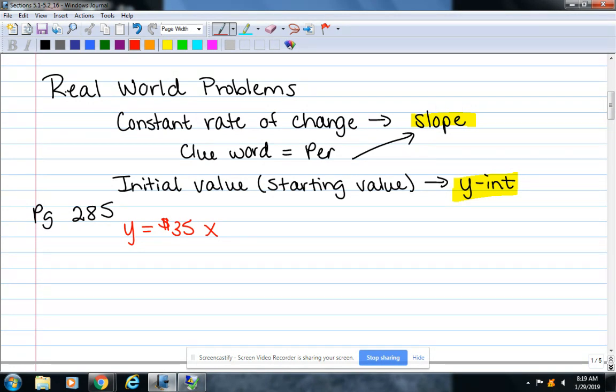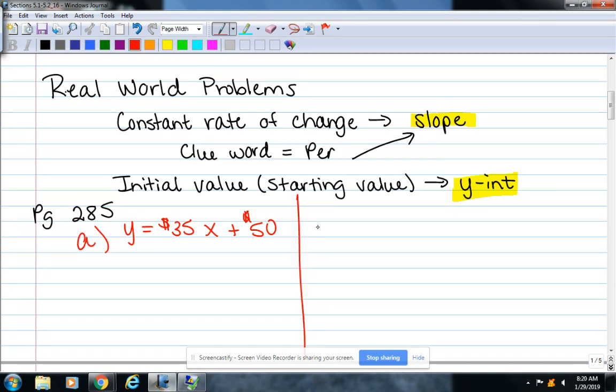And y-intercept, what clue word clued us into the y-intercept? The initial fee, what they charged off the bat. So how much was that? $50. You can put dollar signs or you can leave them off when we write the equation. So do y'all understand why 35 is the slope and why 50 is the y-intercept? Okay? You got to pay 50 up front. Then for every hour you're in the studio, it's an extra $35. Does that make sense? Okay, so that's how we write our equation. That's the answer to part A.